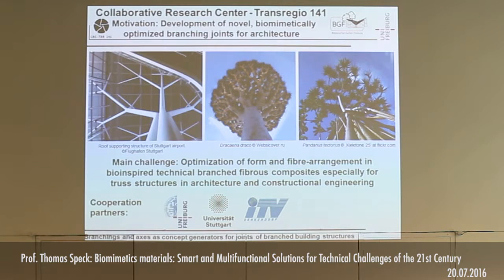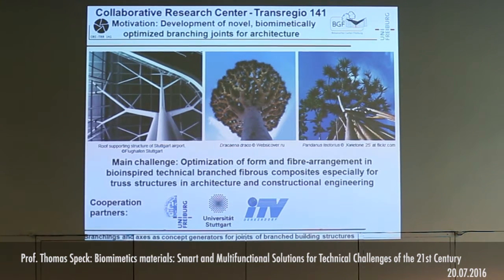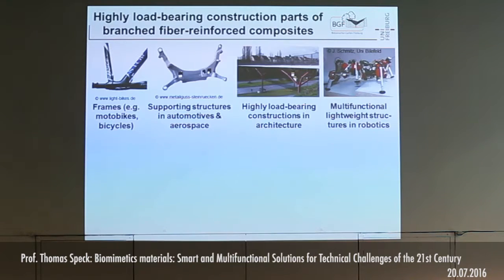The motivation again in this collaborative research center, which as I said deals with architecture mainly, is to develop novel biomimetically optimized branching joints for architecture. The main challenge is to optimize not only form and fiber but also fiber rearrangement in these technical branched fiber composites. And the idea is especially for truss structures in architecture and construction engineering. Again, it's a collaboration with my institute, the Universities of Stuttgart and ITV Denkendorf.